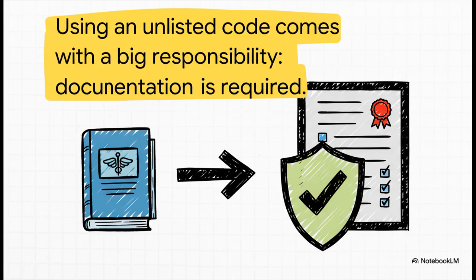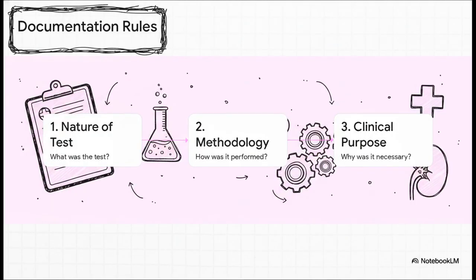You are essentially putting up a big red flag on this claim for the insurance company and saying, hey, this is unusual, so let me explain. And that explanation has to come in the form of rock-solid documentation. And that documentation has to be super precise. You have to submit a special report with the claim that details three key things. One, the nature of the test.